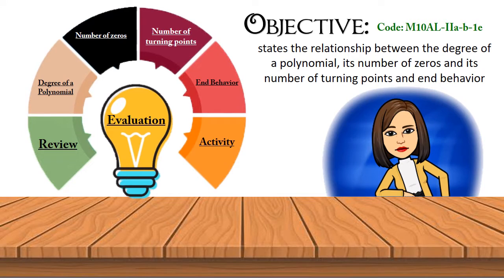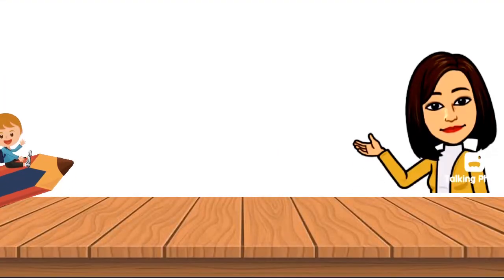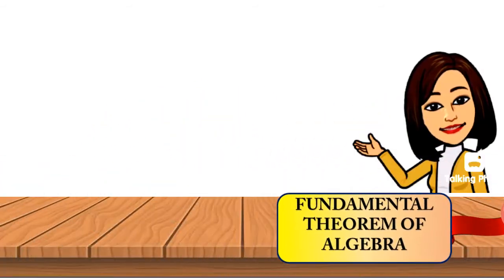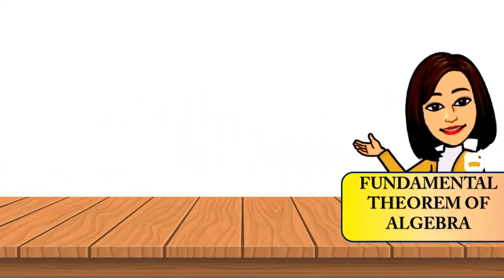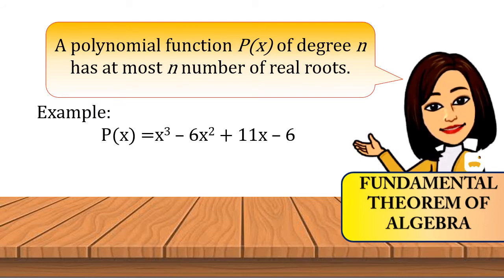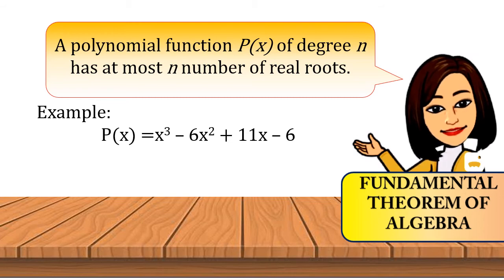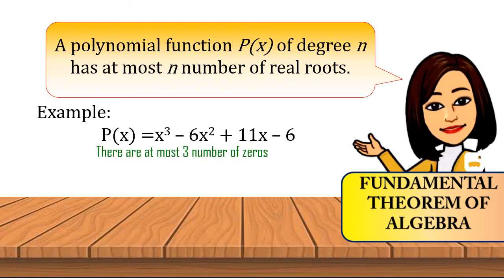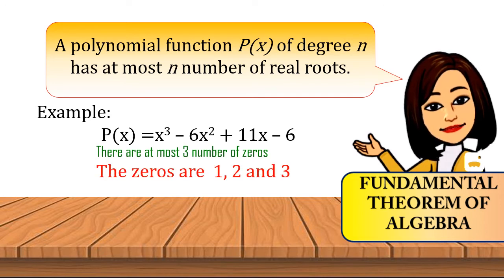Now let us tackle the number of zeros. The fundamental theorem of algebra states that a polynomial function p of x of degree n has at most n real roots. For example, p of x equals x cubed minus 6x squared plus 11x minus 6. Since the degree of our polynomial is 3, then there are at most 3 zeros. And the zeros are 1, 2, and 3.